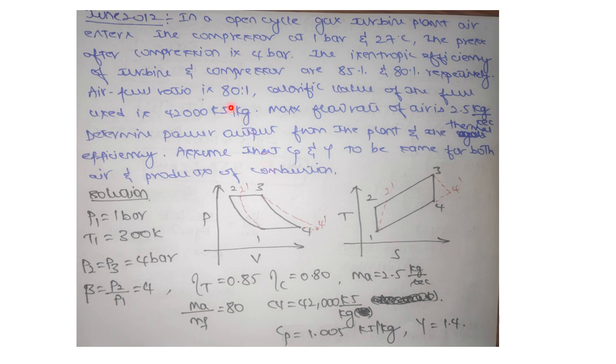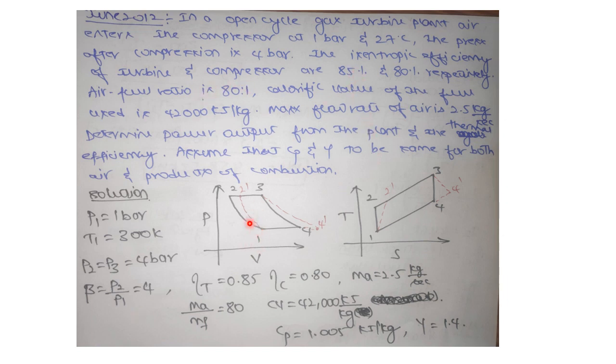So in this problem, in an open cycle gas turbine plant, air enters the compressor at 1 bar and 27 degrees Celsius. So the values related to state 1 are given. The pressure after the compression is 4 bar, therefore your pressure ratio P2 by P1 will be equal to 4.